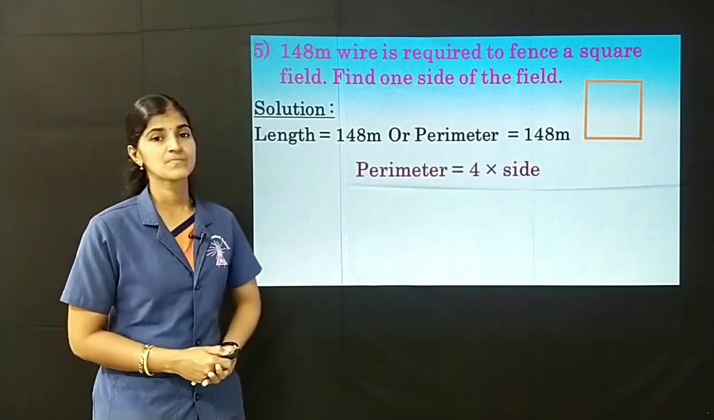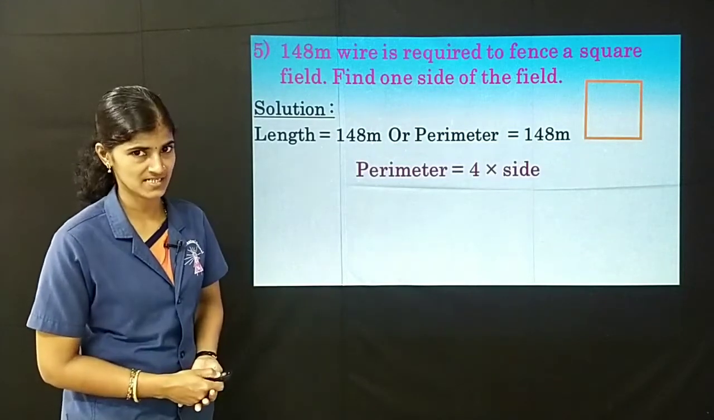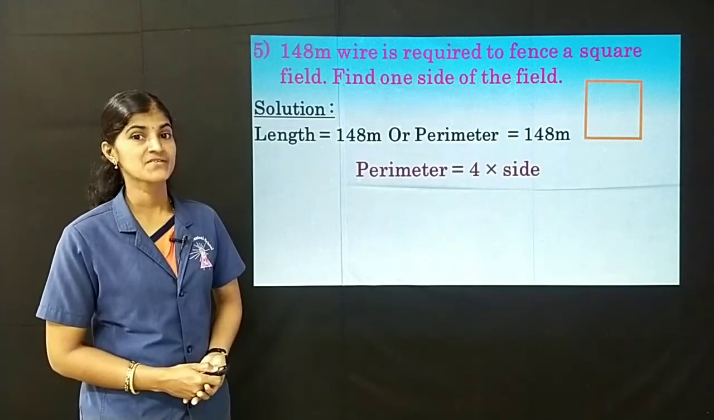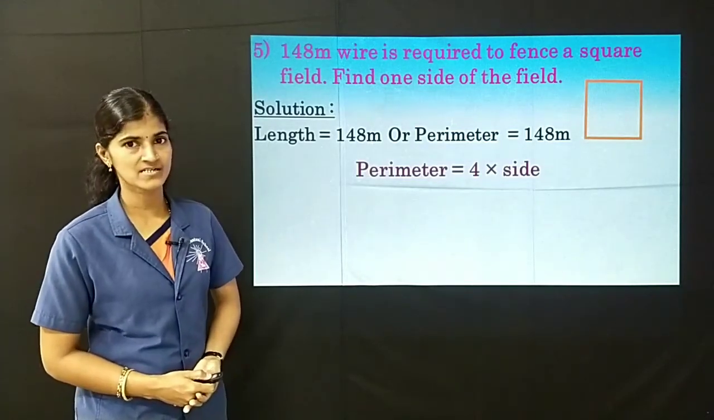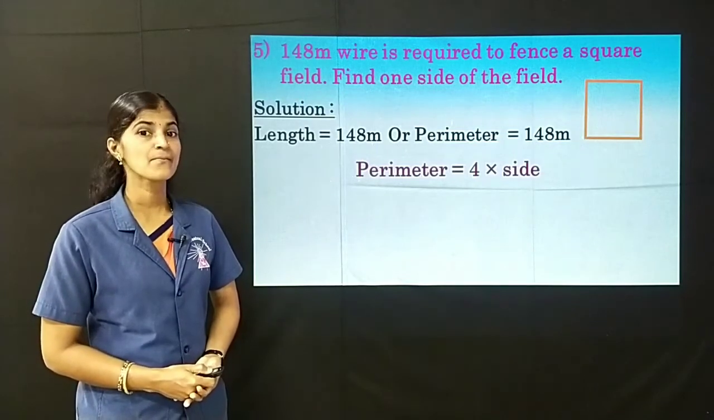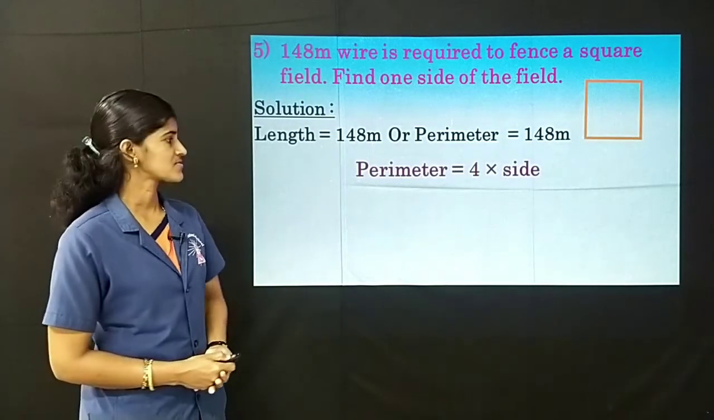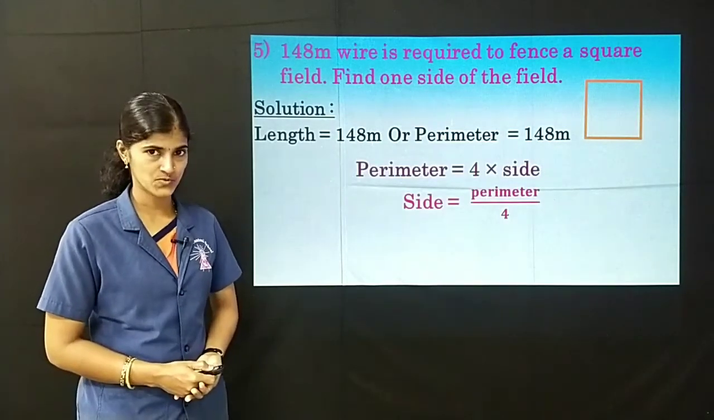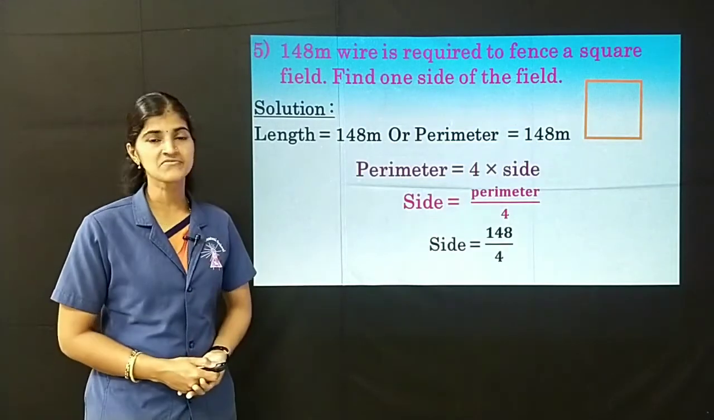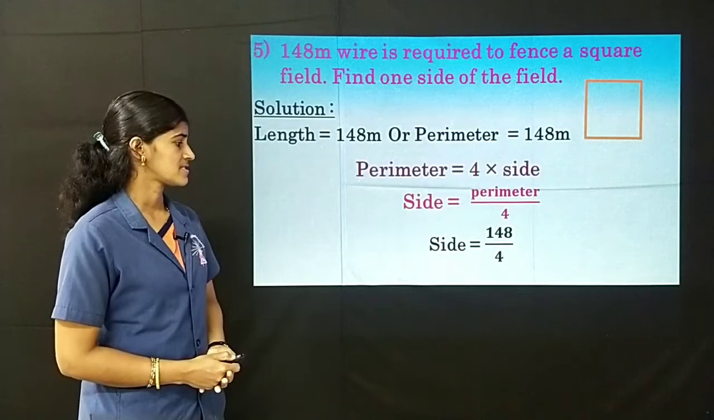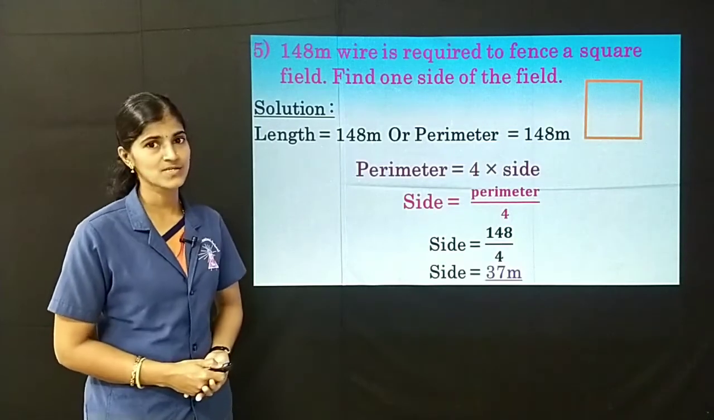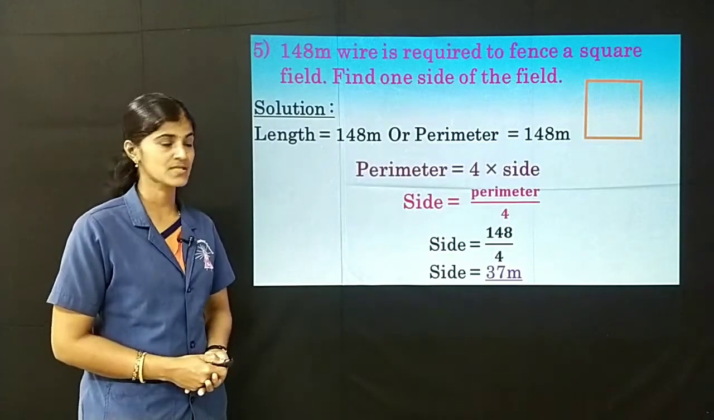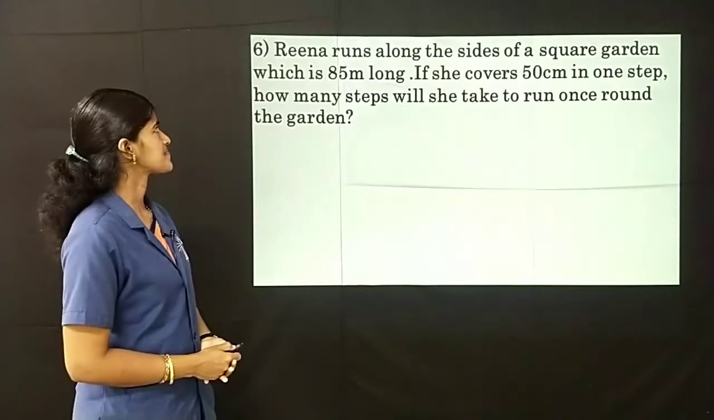Okay, so we know that perimeter is equal to 4 into side. Now we are going to find the value of side, not the perimeter. We know the value of the perimeter, it is 148 meter. So that means many to 1, right? So we can find the side. Side is equal to perimeter by 4. Okay, so it can be 148 by 4. The length of the side is 37 meter. Okay, the length of one side is 37 meter. Okay, let us move on with the next one.